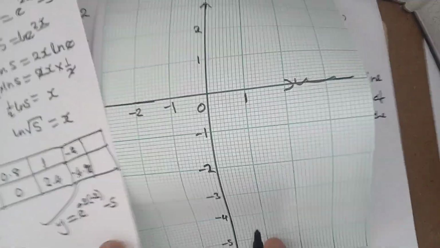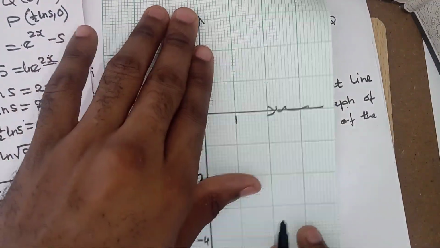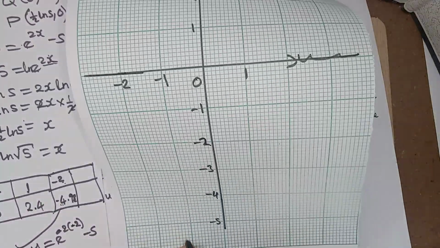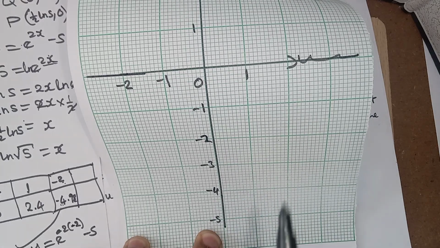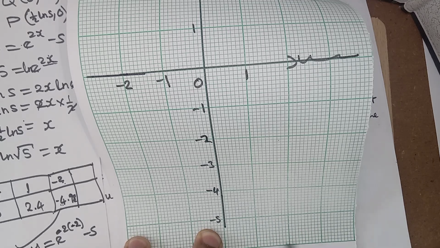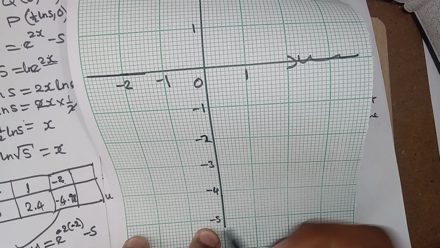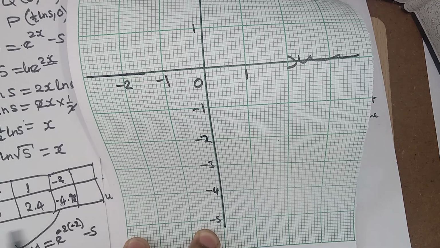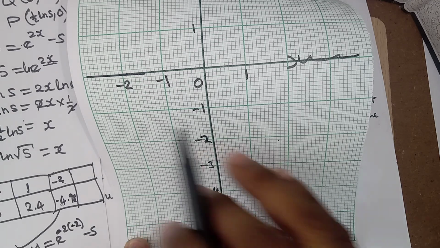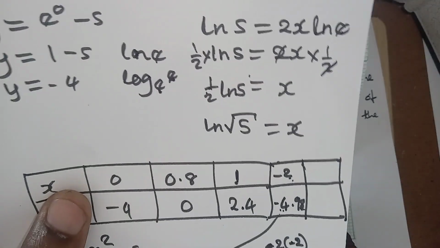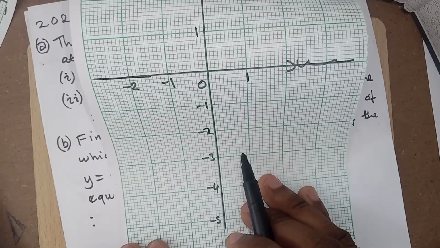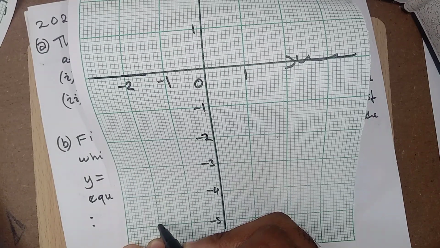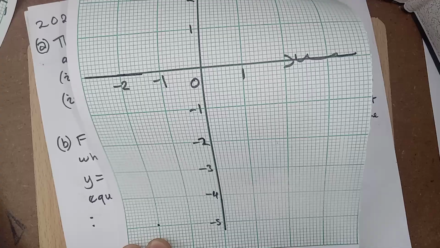Of course, we have a horizontal asymptote at y is equal to -5. So this curve can get as close as possible to this line, but it cannot touch it. So the first point is -4.9, which is almost -5. So it should be somewhere here.